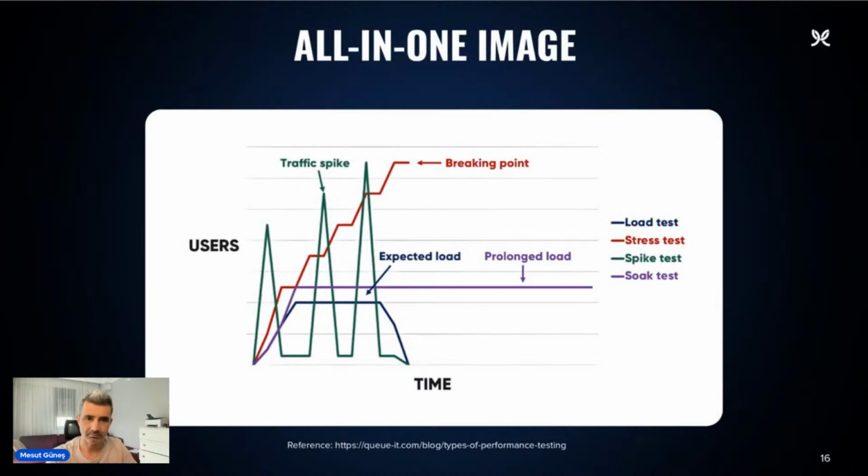So it is kind of a spike test. And within the red one, also showing the breaking point, it is the stress test, because our load is just increasing gradually to a point where our system can be broken. And the purple one is the soak test, which is more than a classical load test, but less than a stress test. But we are applying the test for a long time, so it is also called a soak test.